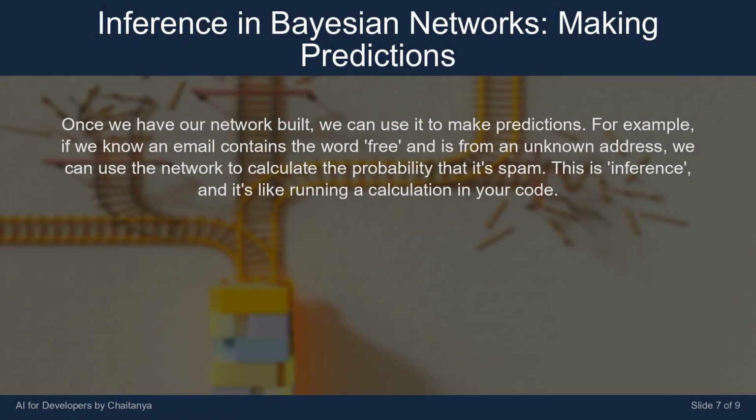Once we have our network built, we can use it to make predictions. For example, if we know an email contains the word free and is from an unknown address, we can use the network to calculate the probability that it's spam. This is inference, and it's like running a calculation in your code.